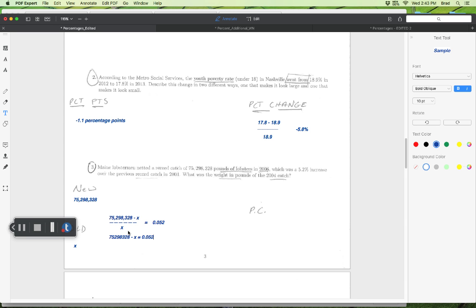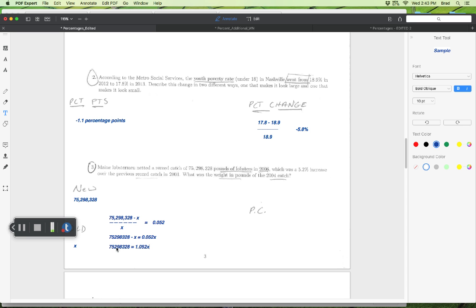I was going to write it all out, but so the x would, you multiply both sides by an x. The x multiplied in here would cancel with this denominator. You'd get an x here, and you go forward and solve from there, right? So that's one way to go about it, all right? And if you continue down this way, notice that you'll get 75,298,328 is equal to 1.052x. Okay, what is this saying?